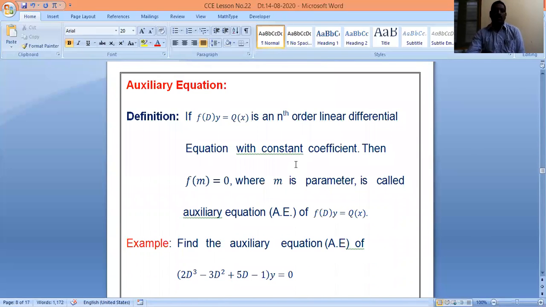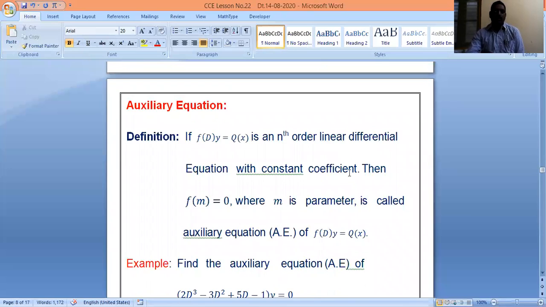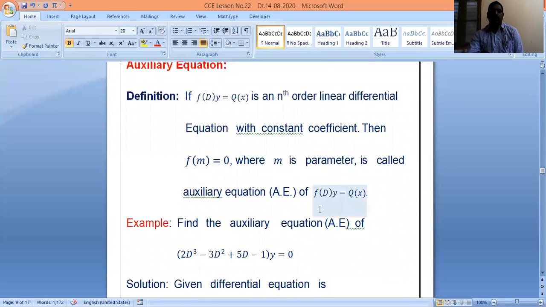Now, what is the auxiliary equation? If f of D into y is equal to q of x is an nth order linear differential equation with constant coefficients, then f of m is equal to 0, where m is a parameter, is called the auxiliary equation of f of D into y is equal to q of x.